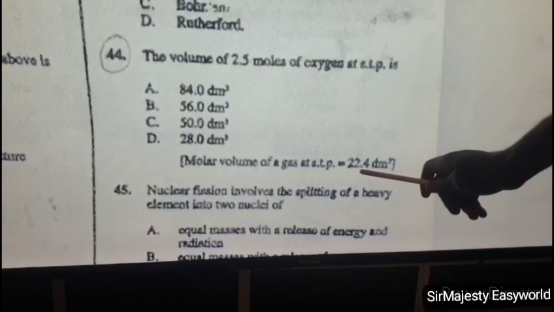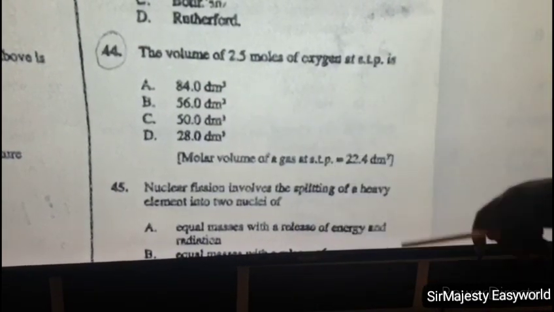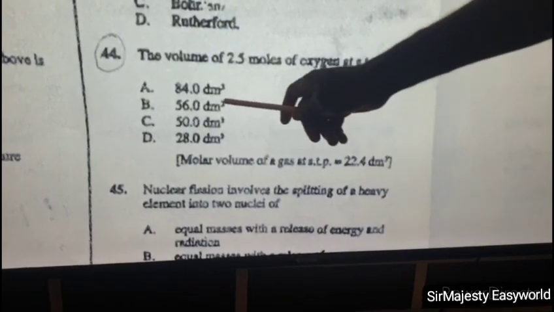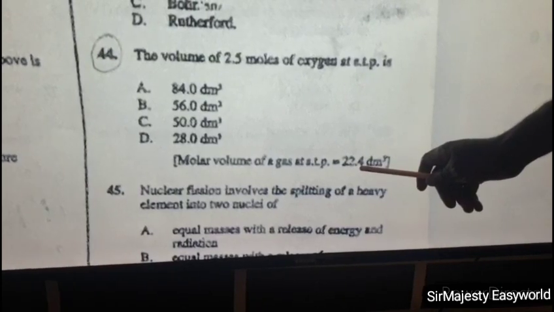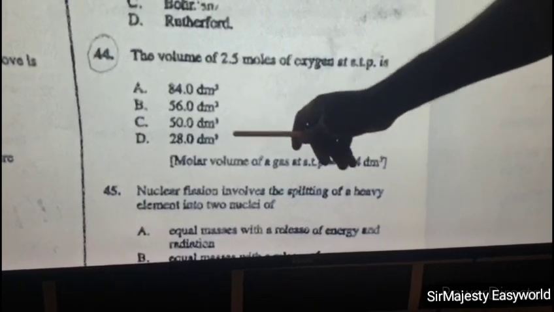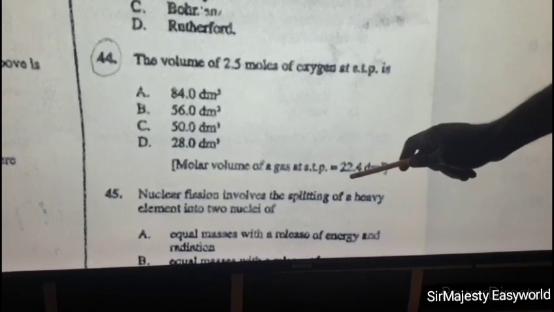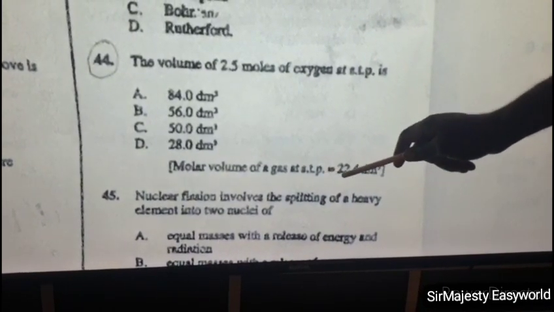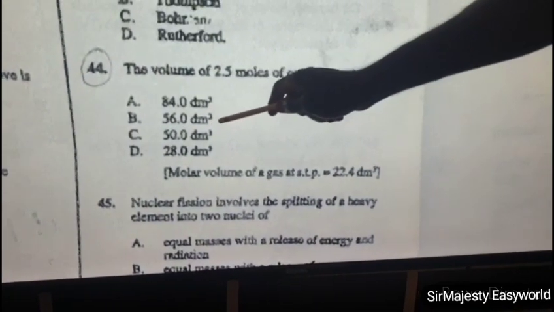If you multiply this by 2.5, it will automatically give you 56, because watching the options, you find out that there is no option that is close to 22.4. 22.4 times 2 is 44.8, and we don't have it here. Then half of 22.4 is 11.2. So 44.8 plus 11.2 will give you automatically 56.0 dm cube.